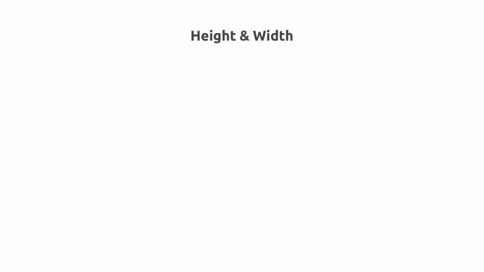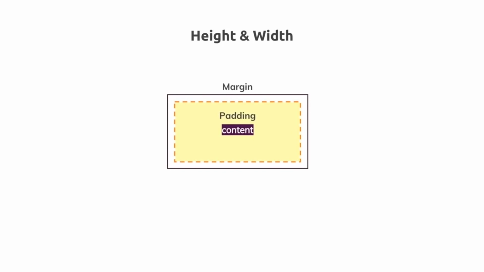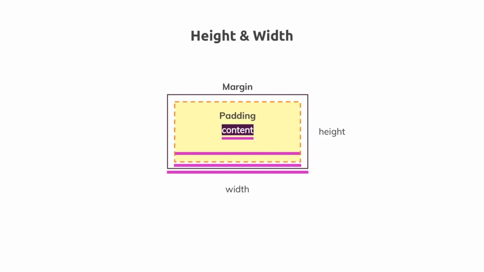So in the last lecture, we worked with height and width. Well, that's all nice. We changed the height and width of the box, unsurprisingly. But what exactly did we change? When we set the height and the width, did we set the height and width of the content, or of the content plus the padding, or of the content, the padding, the border, and the margin? Well, let's take a look.